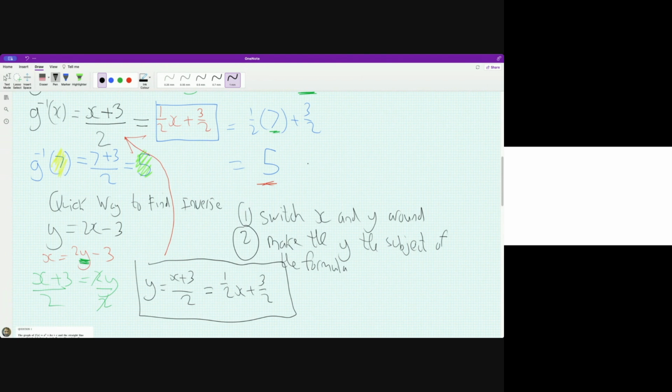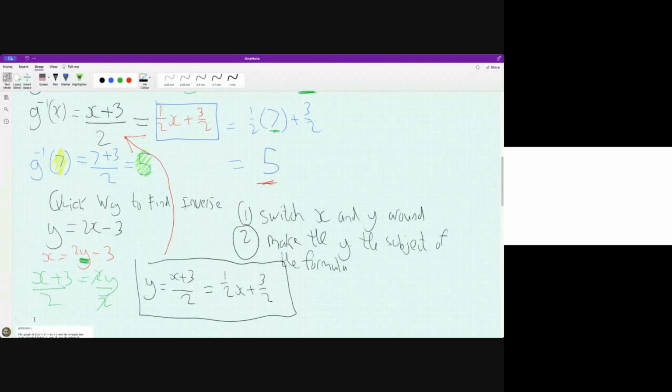It's not wrong to do the long way with the flow diagram, but if you just switch x and y around and then make y the subject, this process works perfectly. Now, we need to practice this, but give me a thumbs up if you understand the basic idea of finding an inverse using this new method.